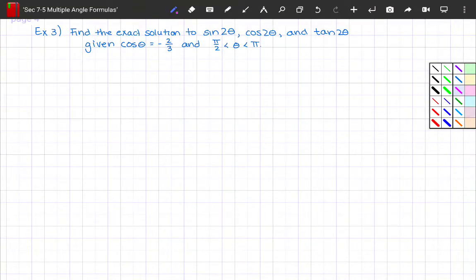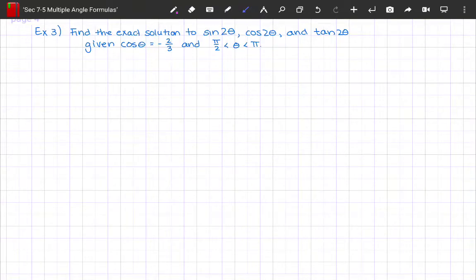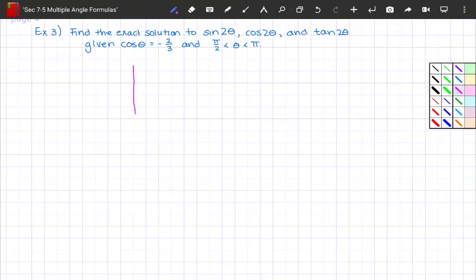All right, so let's look at this. We were given cosine of theta, but we have to find sine 2 theta, cosine 2 theta, and tan 2 theta. It looks like double angles. They did tell us what cosine theta equals and which quadrant it's in. It's going to be in quadrant 2. Let's draw a picture. So cosine of theta was negative 2 over 3. Pythagorean theorem makes that a root 5.